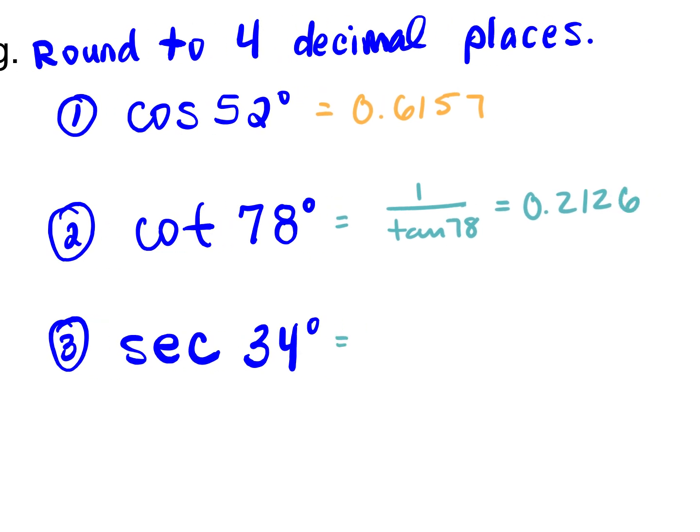And then the last one here, secant is the reciprocal of which trig function? Cosine. So we're going to do 1 divided by cosine of 34. In the calculator, 1 divided by cosine 34. That gives us 1.2062.